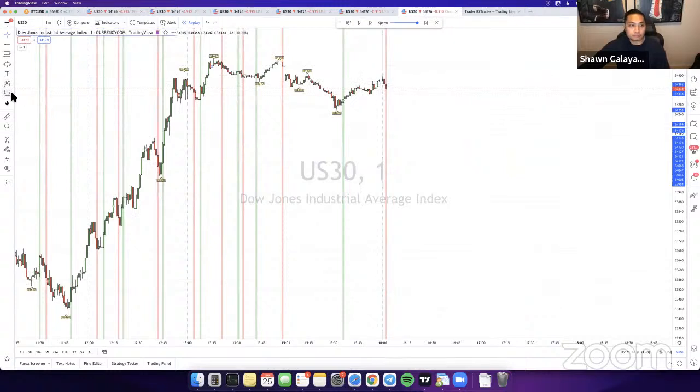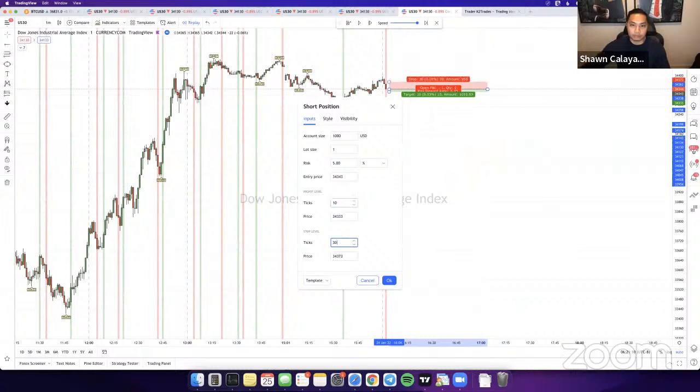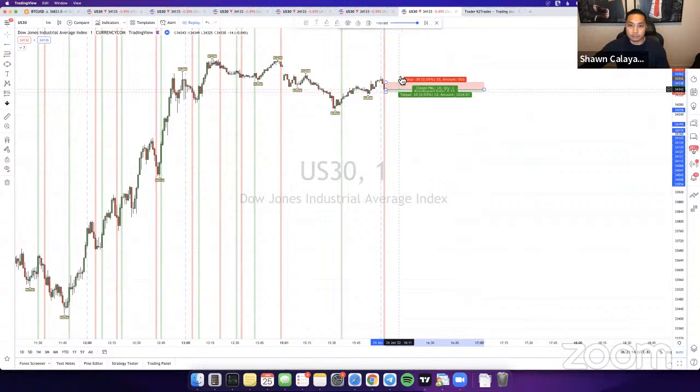You have a sell signal. Take that right there for a sell. You go for obviously a little move there. You let that run, and then full TP right after.